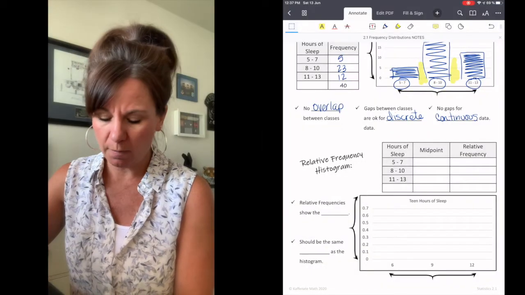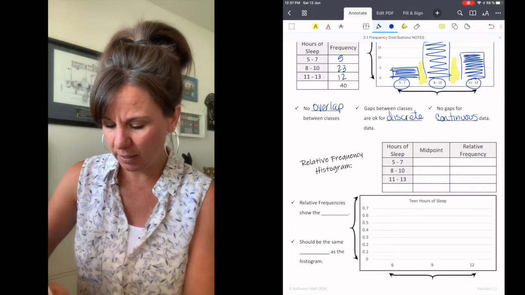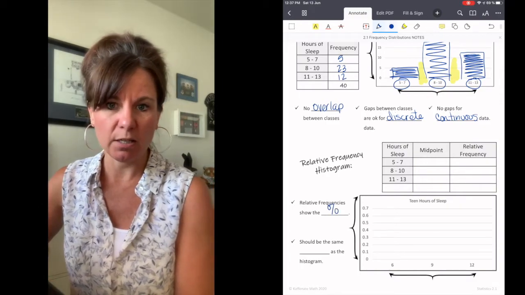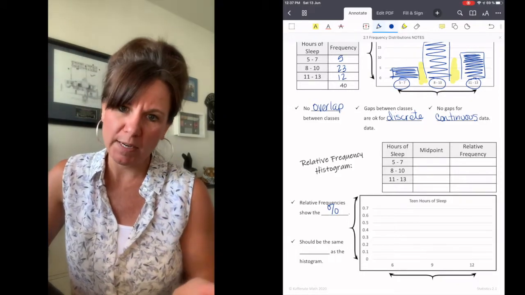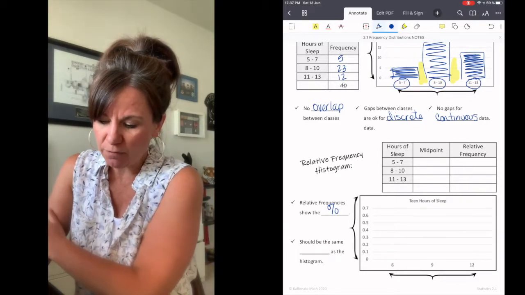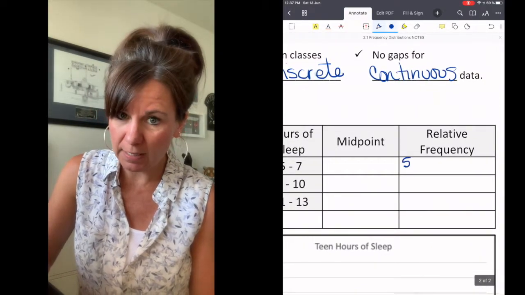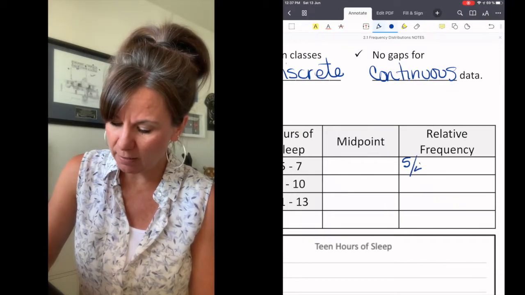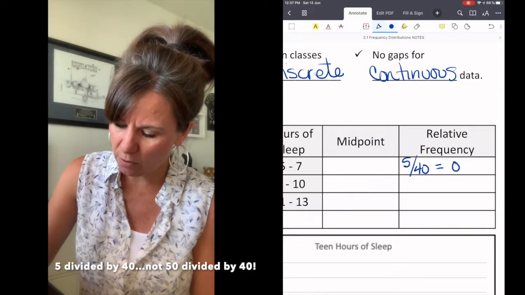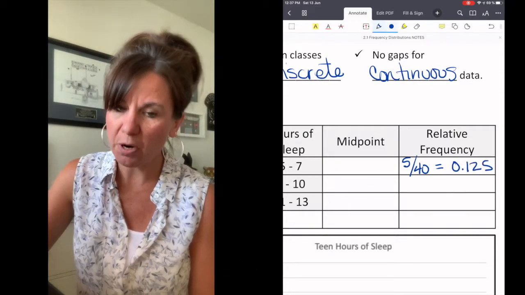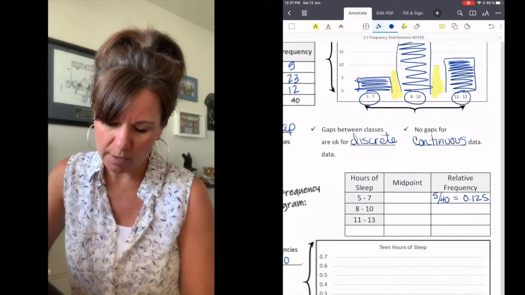The next thing we're going to talk about is called a relative frequency histogram. And relative frequencies show us percentages. What percentage of teens got between 5 and 7 hours of sleep, or between 8 and 10 hours of sleep? And to find that, we just take the frequency, which was 5 teens for that, and divide it by the total number of teens. If you take 5 divided by 40, you get 0.125, or about 12.5%.